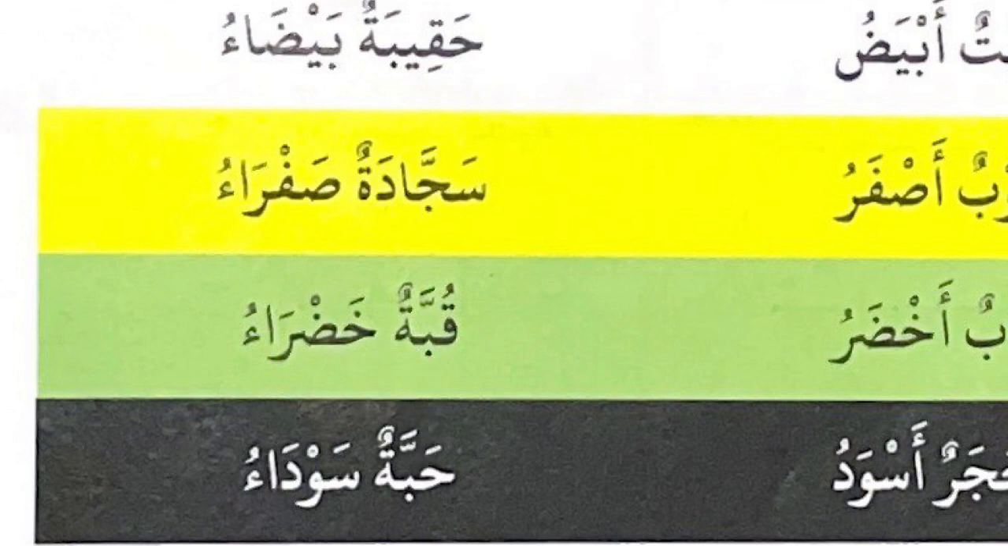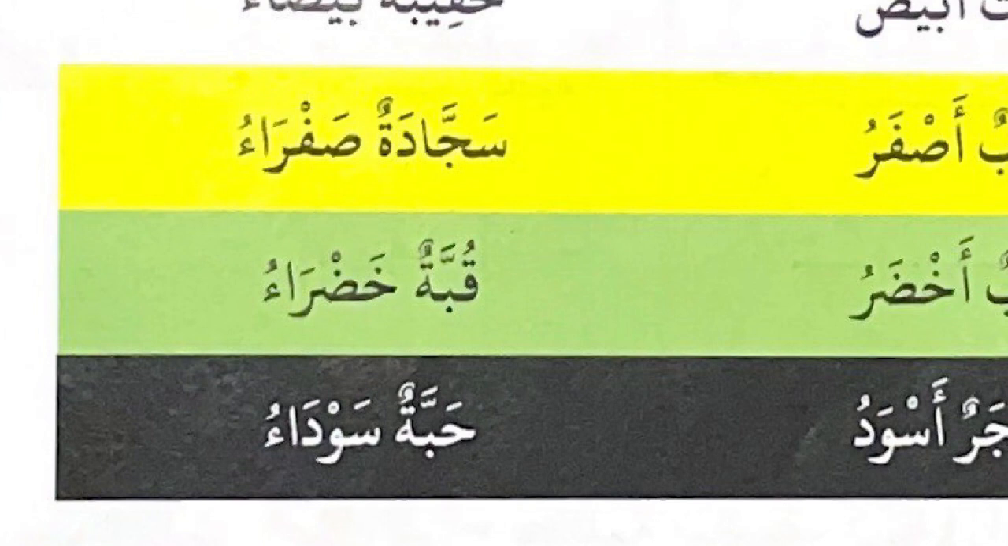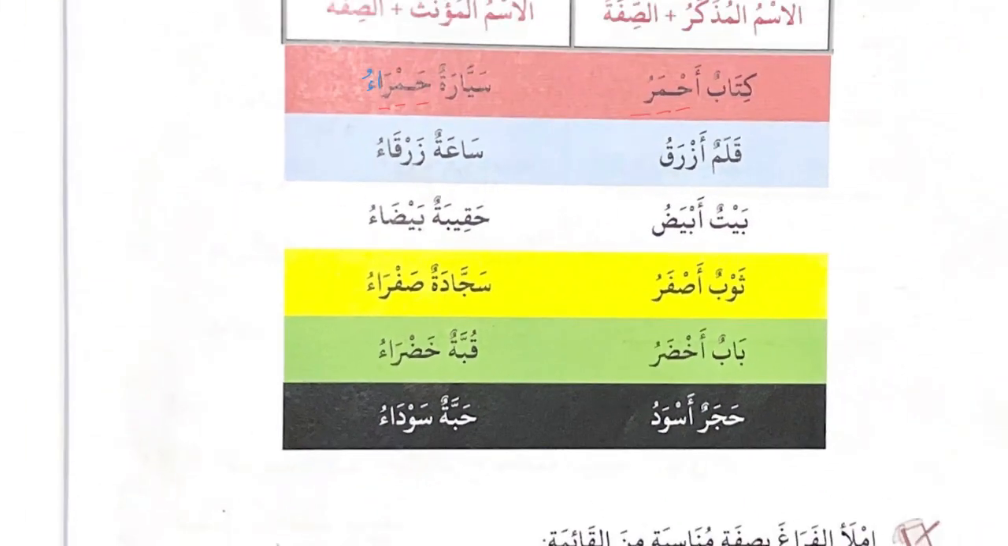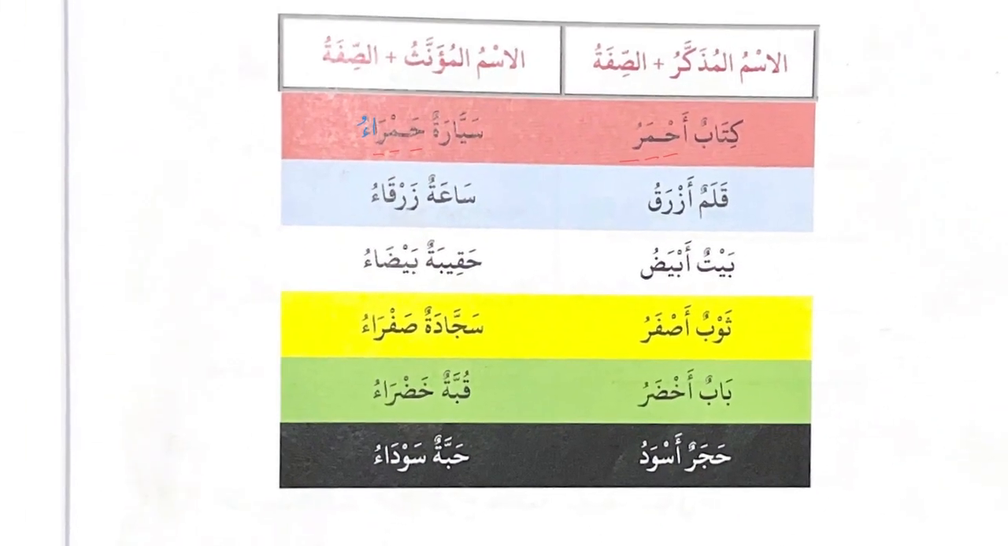Our last color here is aswad, which is black, but aswad is for mudzakkar. For muannas we say sauda. The example is habba sauda. Habba means seed, and sauda is the color black. So, a black seed. This is how we use colors with words. You use it immediately after the word that you want to describe. That is number one.